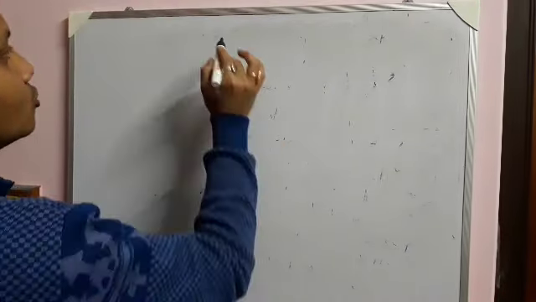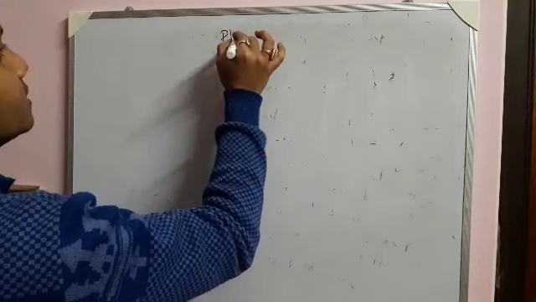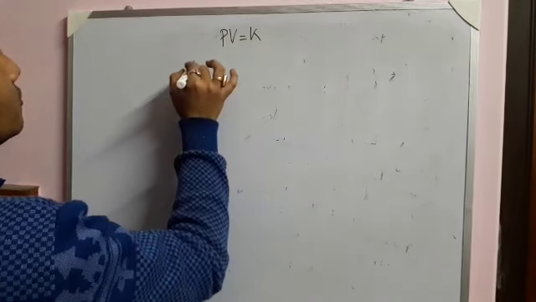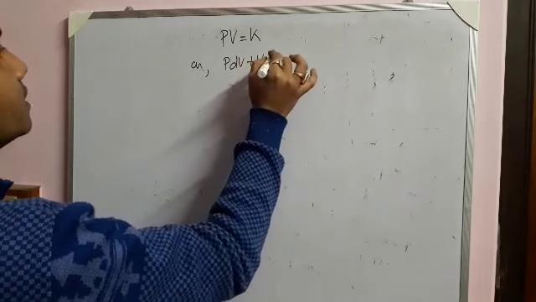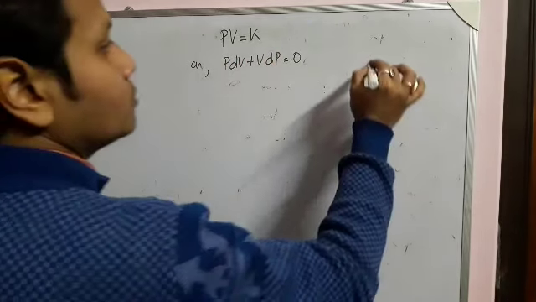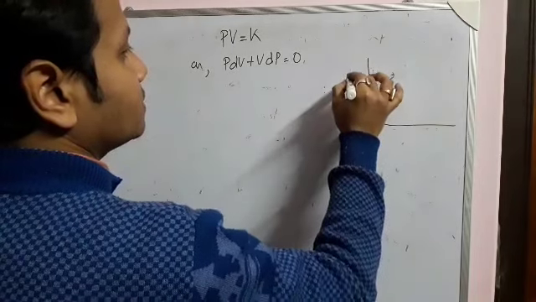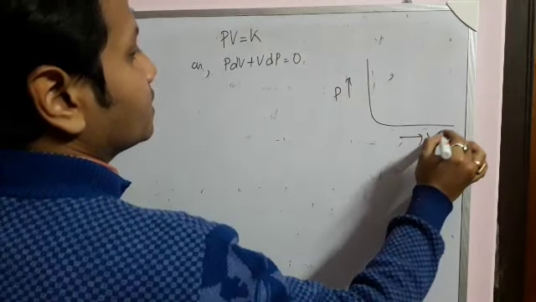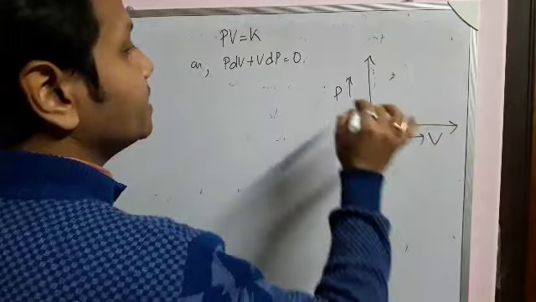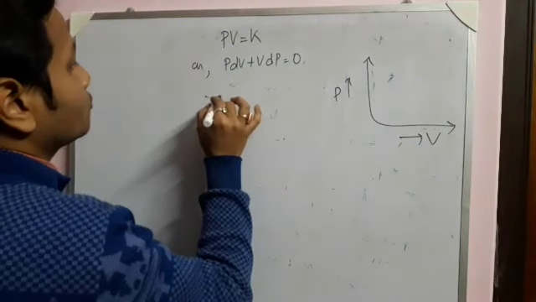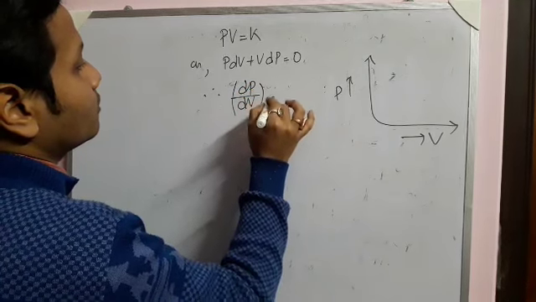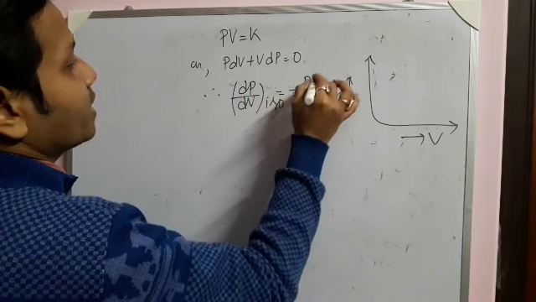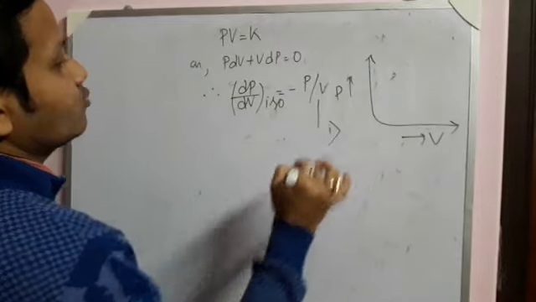Now we all know that in an isothermal process Boyle's law holds good. That means PV equals K. If you differentiate it, what do we get? P dV plus V dP equals 0. Now if you draw an indicator diagram, with P on one axis and V on the other, what will be the slope? dy/dx, that is dP/dV. For the isothermal process the slope is minus P by V. Let's call this equation 1.